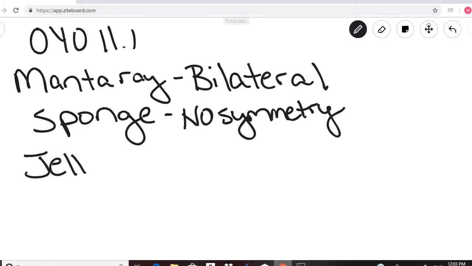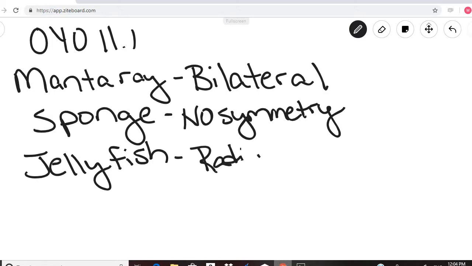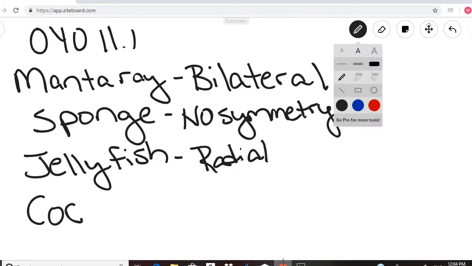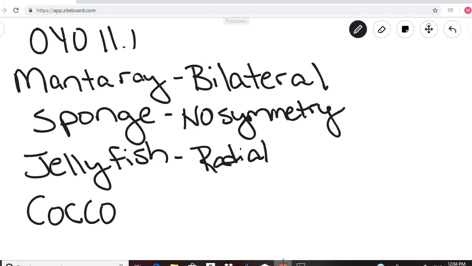Another example is the jellyfish. And a jellyfish would have radial symmetry. So you can make any longitudinal cut through the middle of a jellyfish, and you would end up with two identical halves. And then lastly is a coccolithophore. So you see, that's two C's. Coccolithophore.